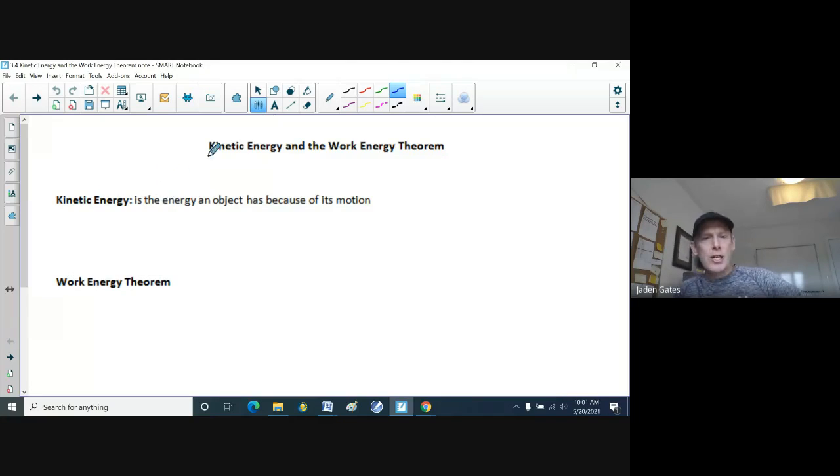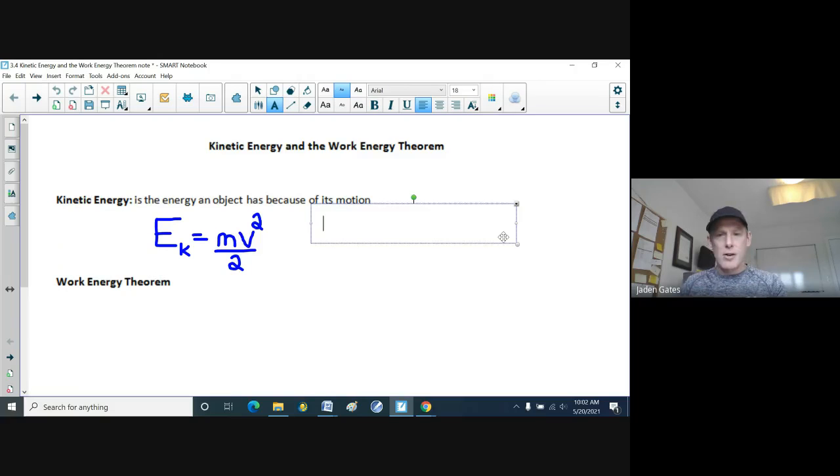Kinetic energy is the energy an object has because of its motion. The formula for kinetic energy, which is going to be EK, energy with a little k. And again, kinetic is a Greek word that means motion, so that's where that comes from. How we find kinetic energy is its mass, and because it's dealing with motion, times velocity squared, and divided by 2.